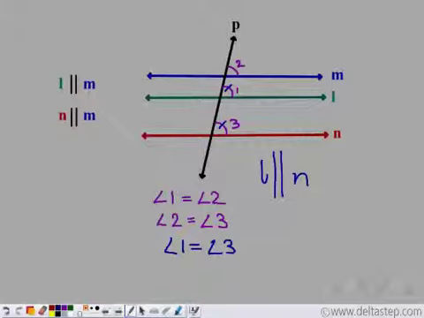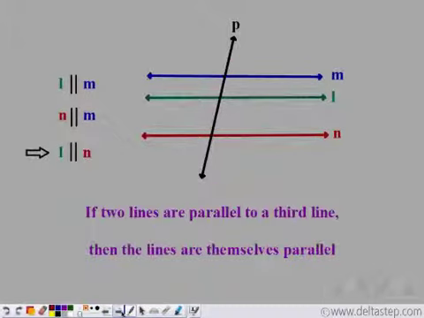So L parallel to M and N parallel to M implies that L is parallel to N. Or we can say that if two lines are parallel to a third line, so L and N parallel to a third line M, then the two lines are themselves parallel. That is, these two are themselves parallel. And it has been proved using conditions for parallelism.